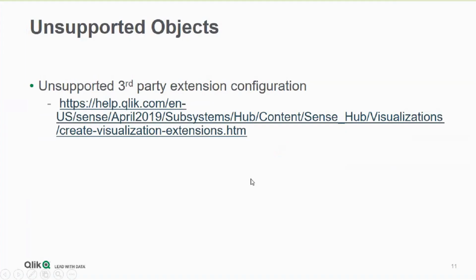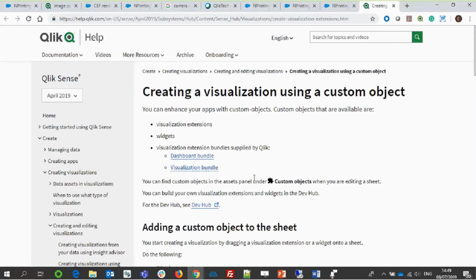Speaking of unsupported objects, we have quite a number of unsupported objects, which may include third-party extensions. With third-party extensions, we do have information on our help site which specifies how to configure them. If a third-party extension does not follow the instructions in our help site or any of the configuration information, then you might not be able to use it. You can find all the information on how to set up the third-party extension so that you can use it in the NPrinting report.